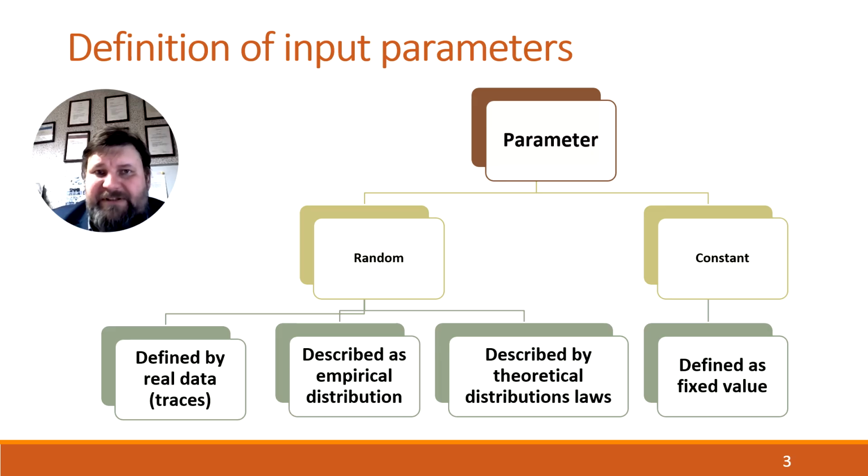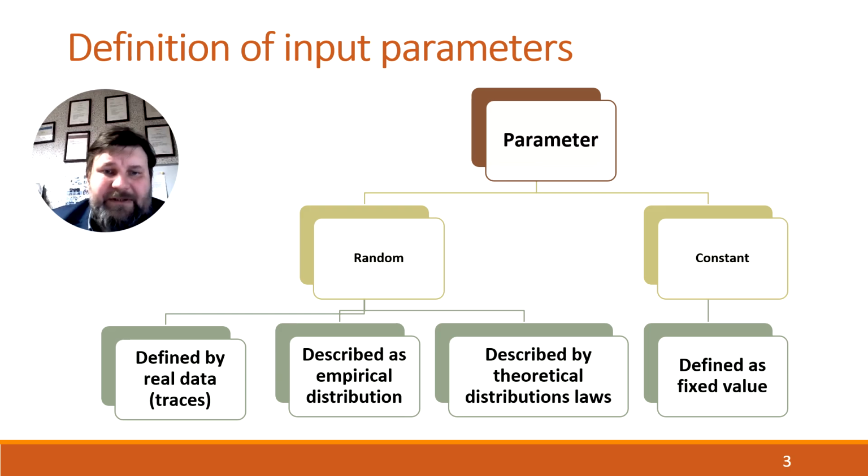Let's start with a simple thing, a constant, meaning that we have a fixed value, like a number of processing units or a maximum queue capacity. In this case, we can describe it in the model as a specific fixed value. Our type random, meaning that somehow we need to include randomness inside the model.